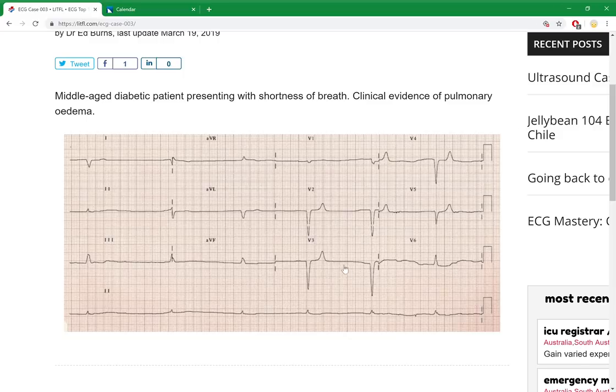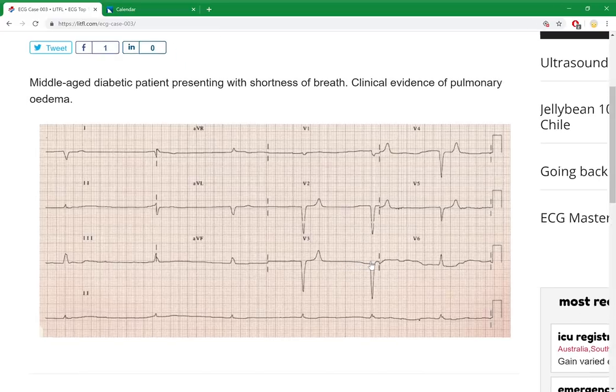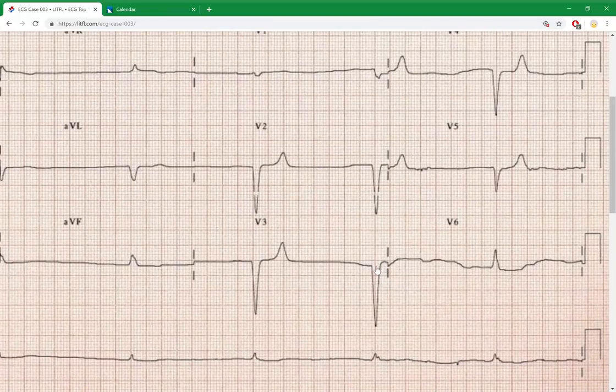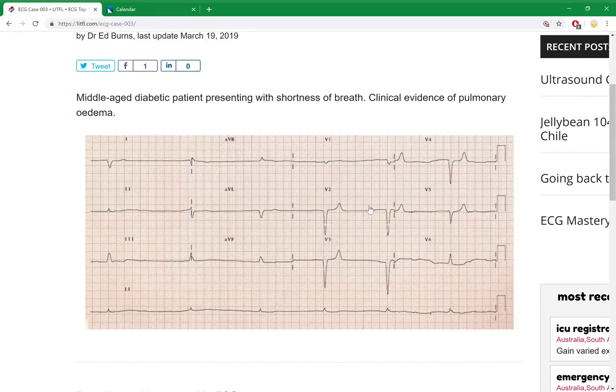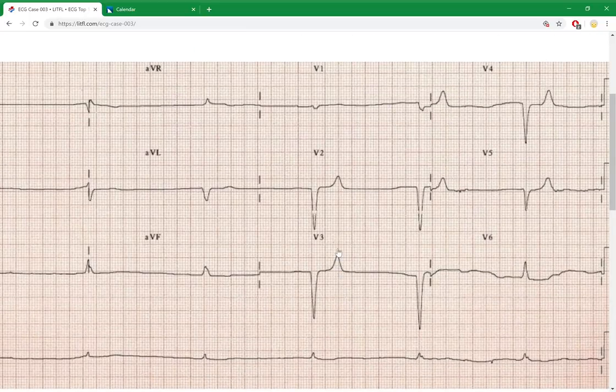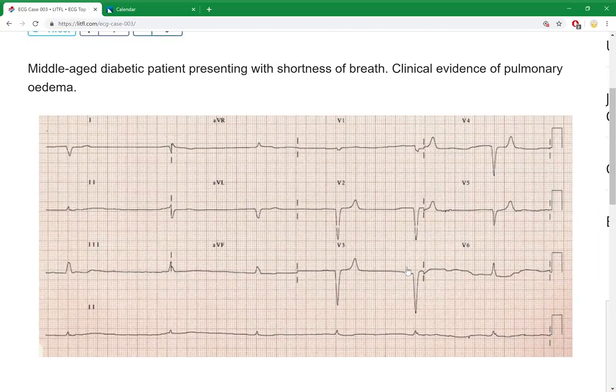So at a rate this low, you might be thinking, oh, this is an escape rhythm by the ventricles. Well, if you look, yeah, the QRS is a little wide, but this doesn't look like a ventricular escape rhythm, really. What about the T waves? So these are kind of peaked looking, right? They're not super tall, but they're symmetrical, tall, and narrow. So this is kind of concerning for peaked T waves. That's about all I can see.